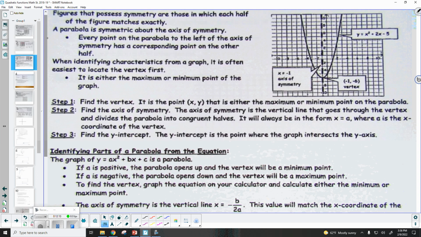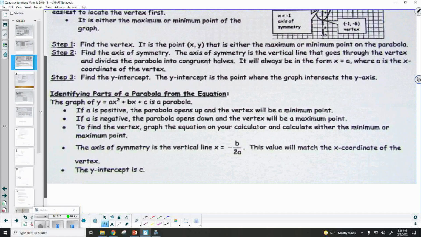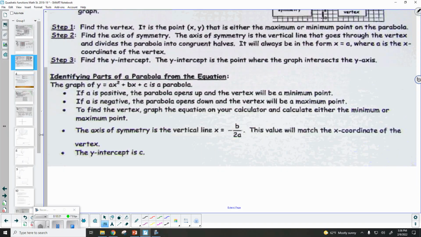And to find the y-intercept, where it intersects the y-axis, I find the parts of the parabola from the equation. So, reading again, if a is positive, the parabola opens up and the vertex is our minimum. If a is negative, it opens down and our vertex is a maximum. To find the vertex, graph it on your calculator and calculate the min or max, or use the axis of symmetry. This is what we just said already.